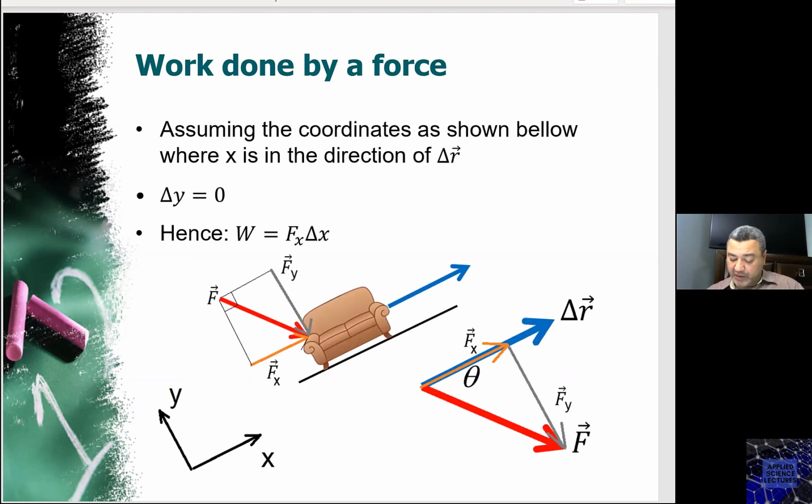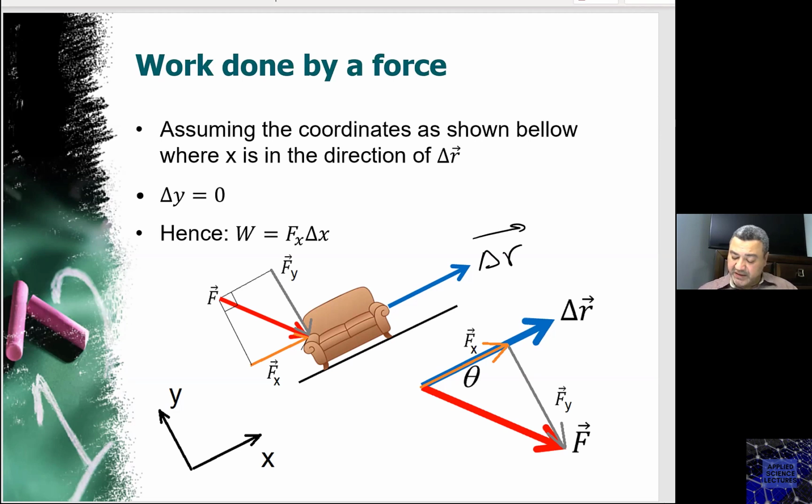Now, another way I can look at it, if I put my coordinates such that x is along the displacement vector, what did I do? This means that this displacement vector doesn't have a projection on the y, because now this displacement vector, delta r here, is along the x-axis and perpendicular on the y. So in this case, I eliminated the second component for the displacement.